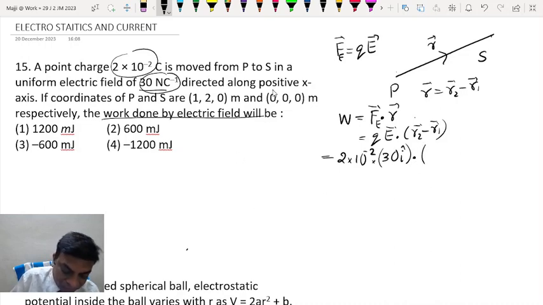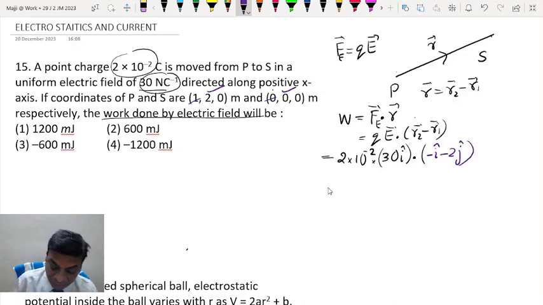Now R2 minus R1. You know how to calculate the vector joining any 2 points. Position vector of head minus position vector of tail. So x2 minus x1 into I cap plus y2 minus y1 into j cap plus z2 minus z1 into k cap. So difference in x coordinates will be minus 1, so into I cap. Difference in y coordinates will be minus 2 into j cap. That's all. Difference of z coordinates is 0. So this will be 2 into 30, that is 60 into 10 power minus 2. I dot minus I is minus 1 and then 0.